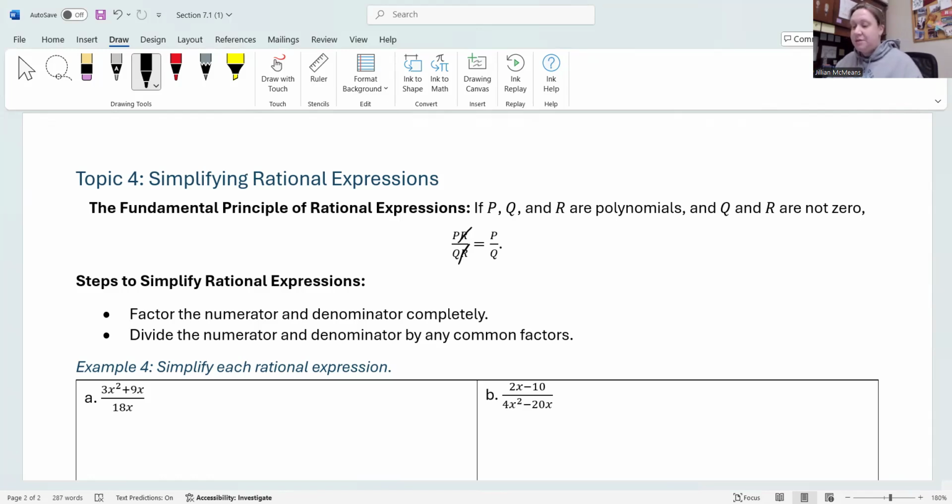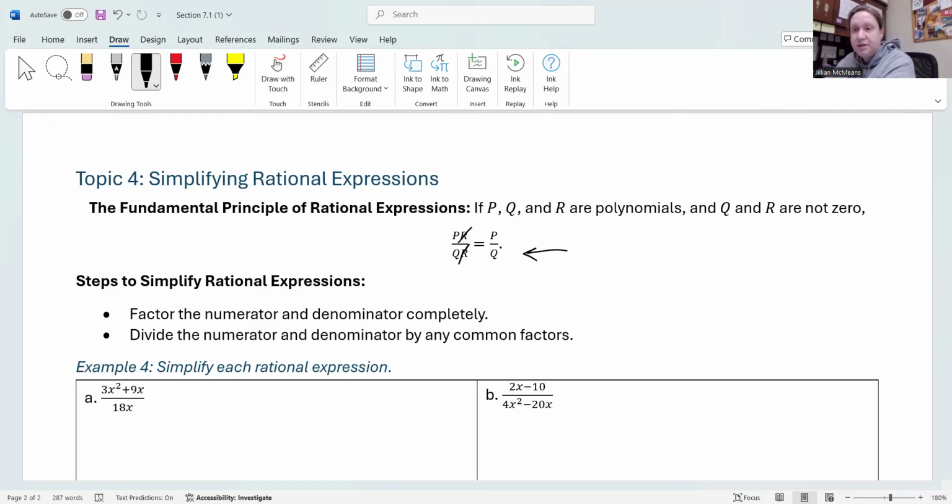Okay, so steps to simplifying rational expressions. Factor. You have to factor the numerator and denominator completely. This chapter is going to have so much factoring in it that it's almost like factoring plus, okay? So you need to make sure you have done a lot of review and practice with your factoring techniques. Then divide the numerator and denominator by any common factors, just like we did right here. We divided out that R factor that was common to the numerator and denominator.